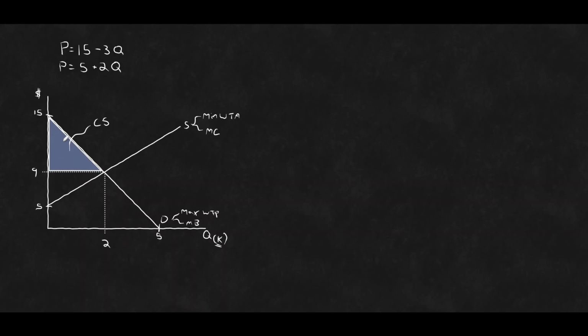Altogether, what is this? Like I said, it's just the area of a triangle. How do we find the area of a triangle? Well, area of a triangle is just equal to 1/2 base times height. What do we have in this case? 1/2 base. We have a base of 2 for our triangle. So 1/2 times 2 times what's our height? Well, we have a height of 15 down to 9. So that's a height of 6.